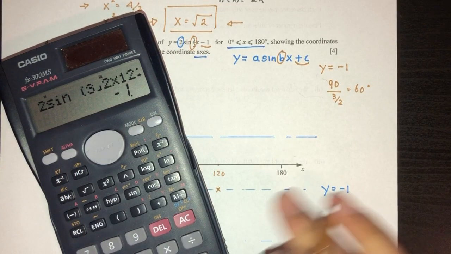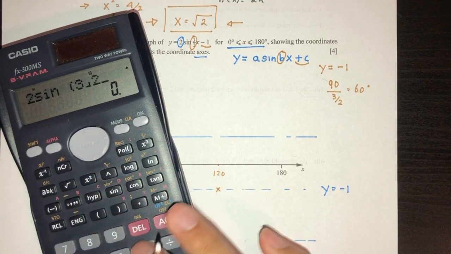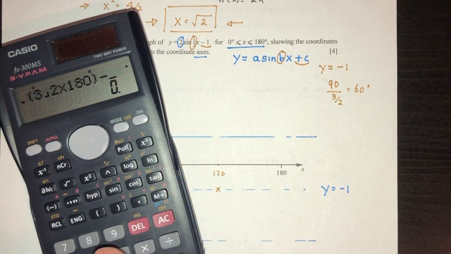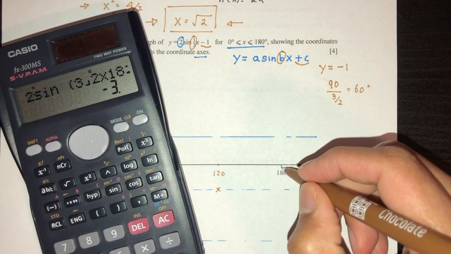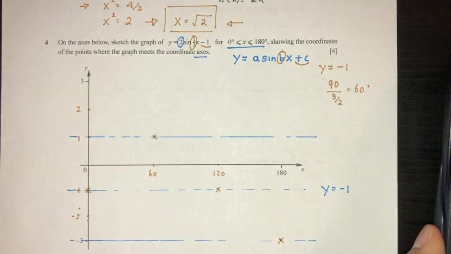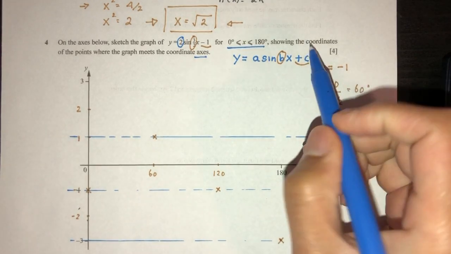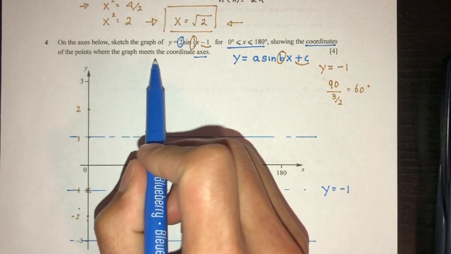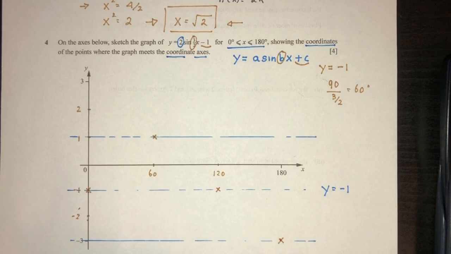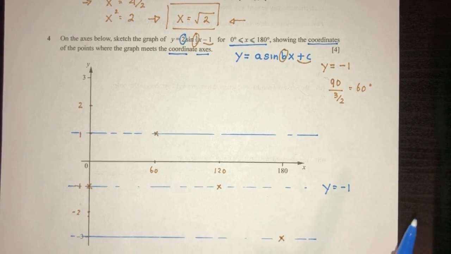And then we have this one, which is 180. 2 sine of 3 over 2 times 180 minus 1, that will be minus 3. Minus 3 will be below. Okay, so now we have the shape of the graph, but don't forget the question is asking you to find the coordinates of where it meets the axis. We can see that the y-axis will be this point. How about the x-axis? So we have to solve the equation.